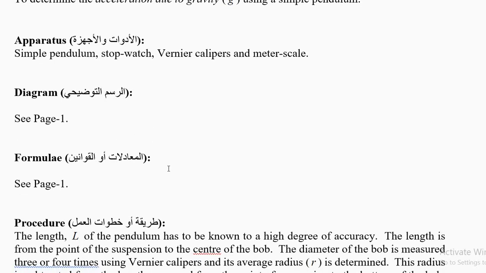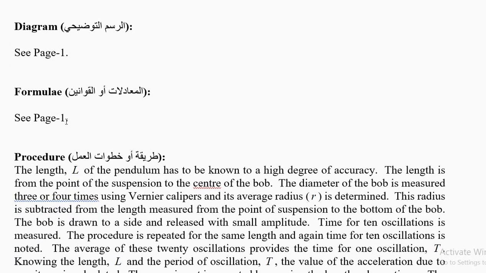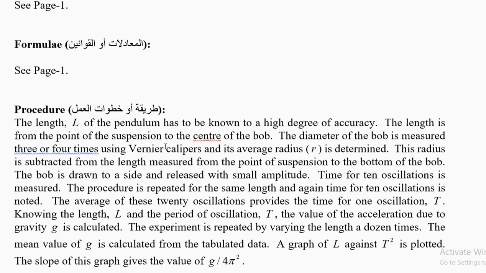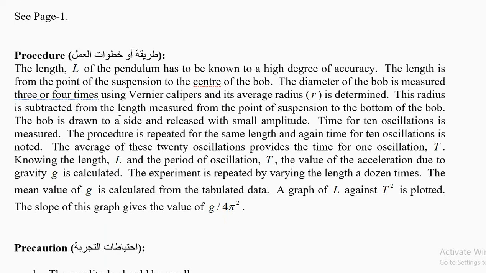Diagram, see it on page 1. Formula, see it on page 1: g equals 4π² L by T². The procedure is to take the pendulum and make it oscillate 10 times. Measure the time for 10 oscillations and note it down. Then repeat the experiment for the same length again. Start with 20 or 30 centimeters and go up to 100 centimeters. Change the length again every 5 or 6 centimeters.